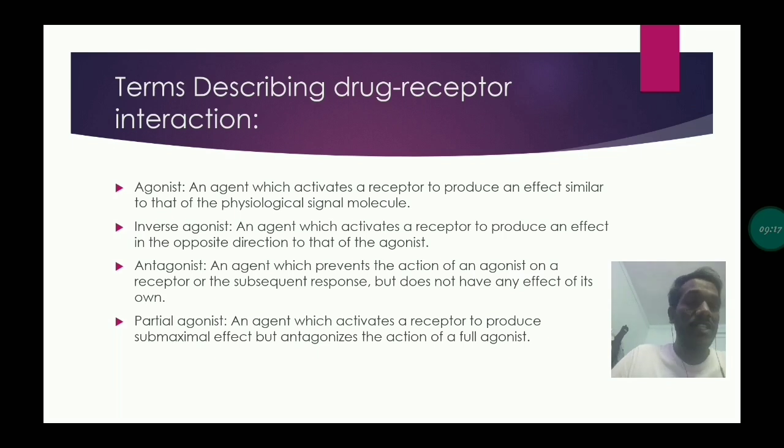Next we have partial agonists. This is very interesting. A partial agonist binds to the same receptor site, but produces only a sub-maximal effect. That's why it doesn't quite get the same effect done, and that's why it's called a partial agonist. These are like agonists, but do not produce as much effect; it's a sub-maximal effect.